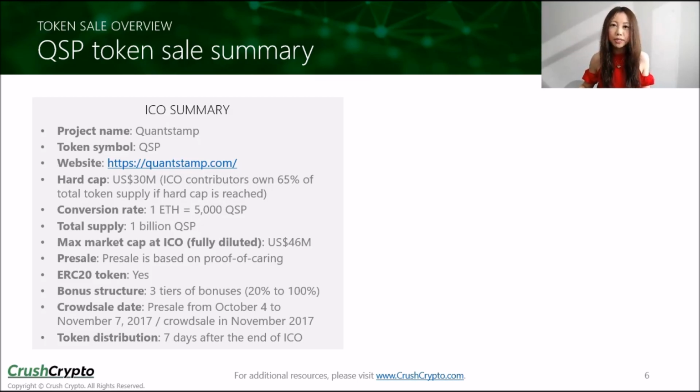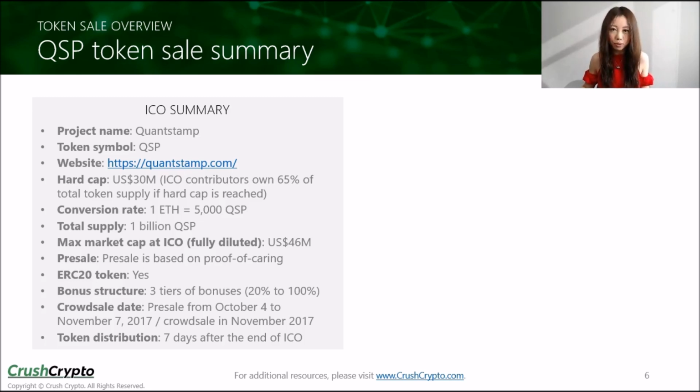Quantstamp is raising funds in a crowd sale by issuing QSP tokens. The pre-sale, which is based on proof of caring, is happening between October 4th to November 7th, 2017, with 3 tiers of bonuses. The exact date for the public crowd sale has not been announced yet, but is planned for sometime in November. Quantstamp has set a hard cap of $30 million for their ICO at a conversion of 1 Ether for 5,000 tokens.